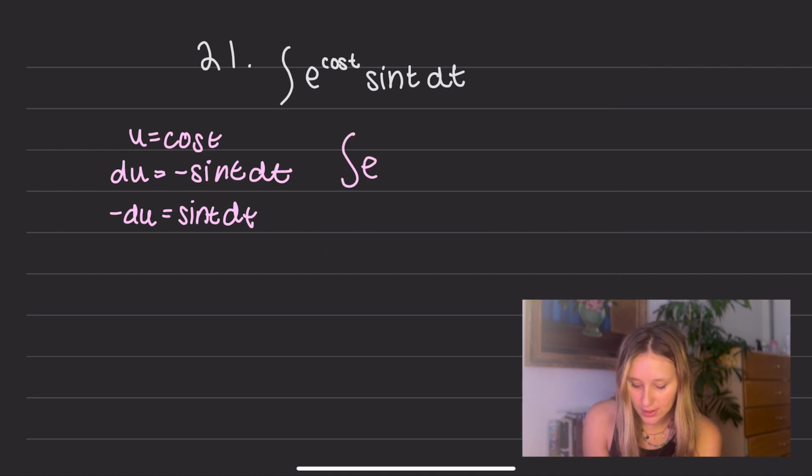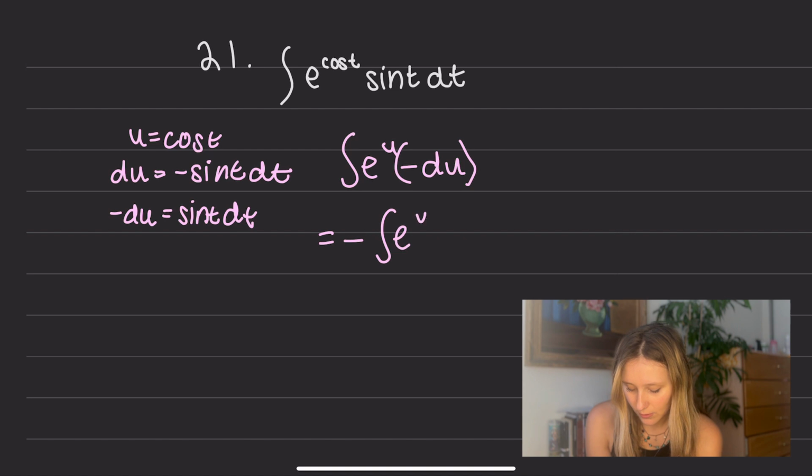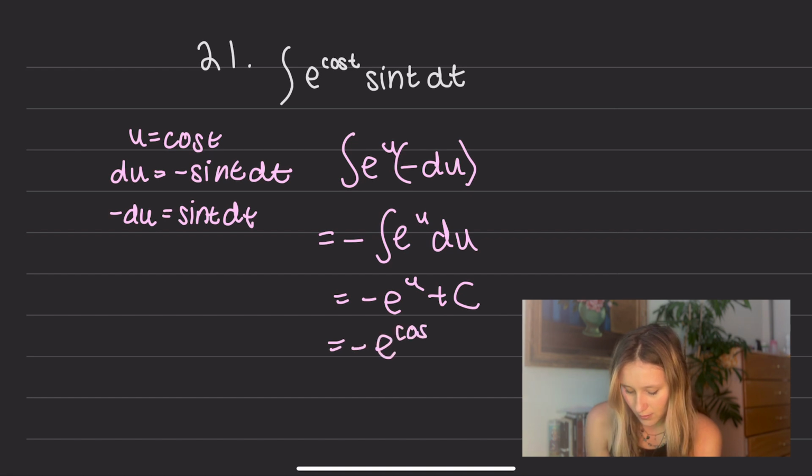We have e to the u times minus du. Pull out that minus, and we get minus e to the u plus c. Plugging the u back in, period. Simple, right?